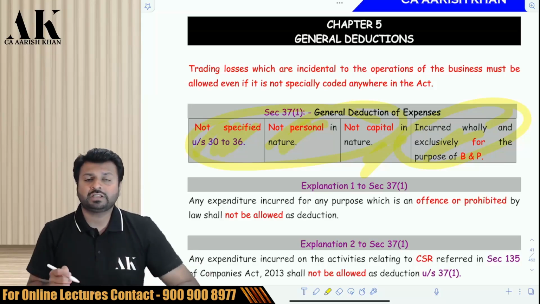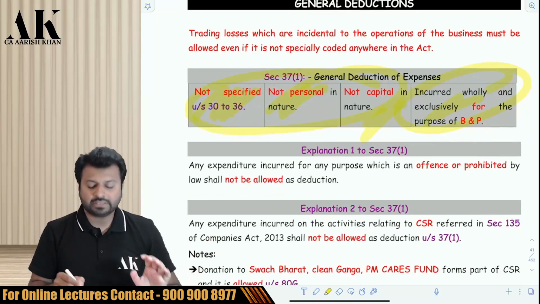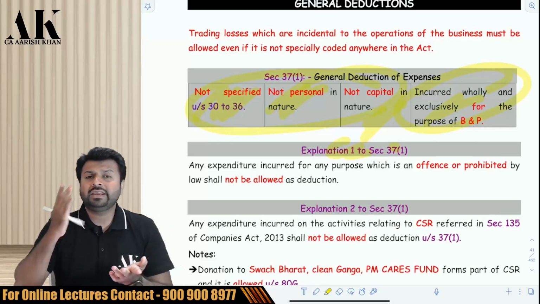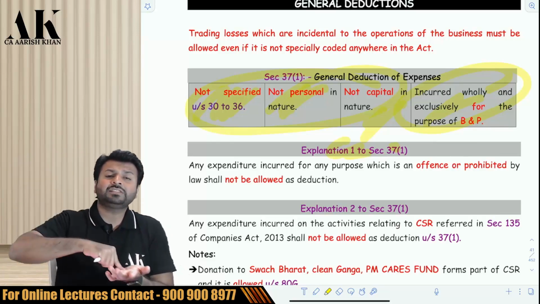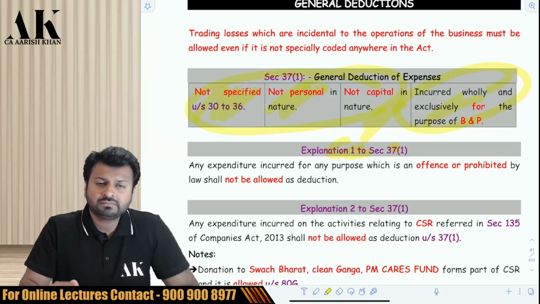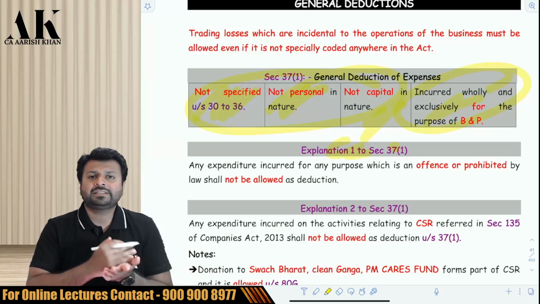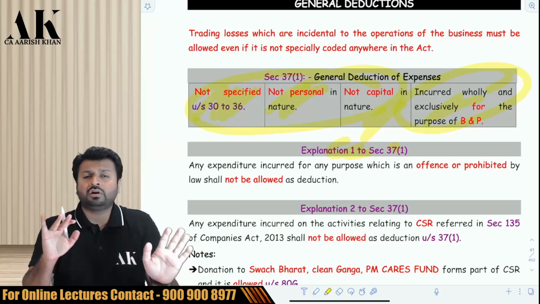Below this section there is an explanation. Explanation 1 to section 37(1) talks about how, if you incur an expenditure which is an offense or which is prohibited by law, it is not allowed as deduction. Not allowed. An expenditure incurred for an offense or which is prohibited by law is not allowed as deduction.